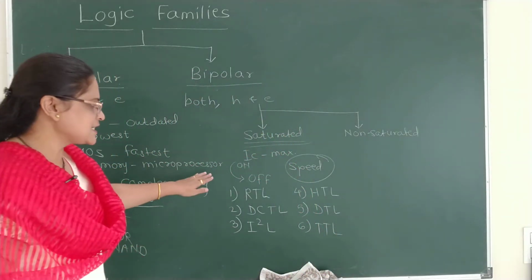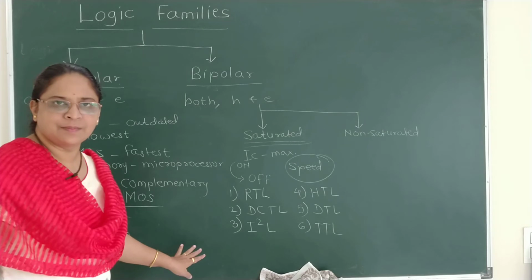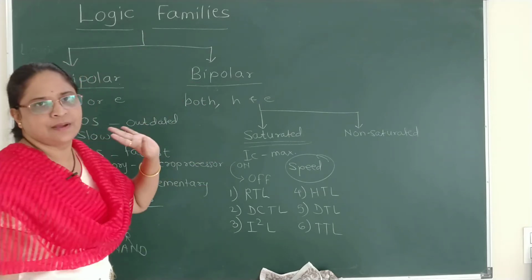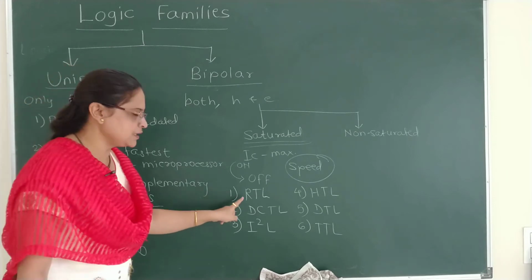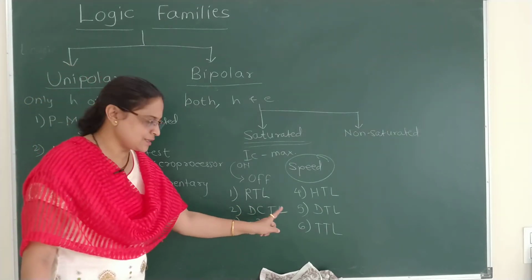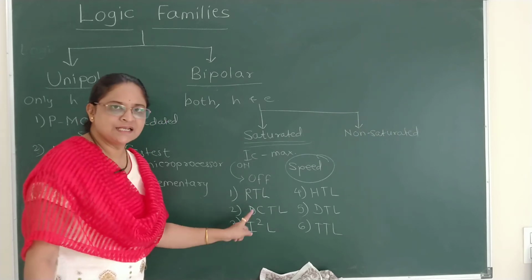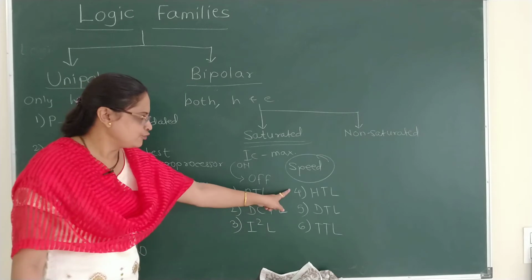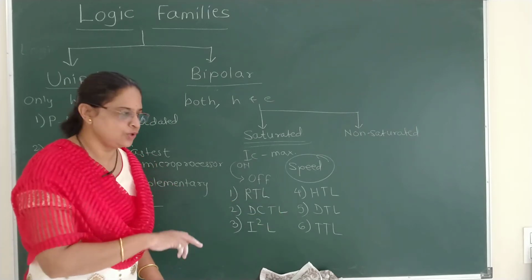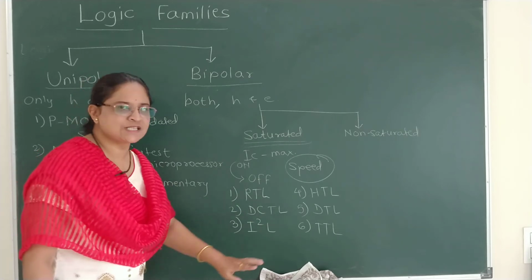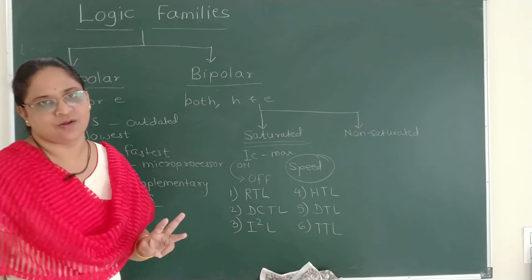So there are 6 types of logic families or 6 groups in the saturated bipolar logic family type. They are, first, resistor transistor logic. DCTL, direct coupled transistor logic. Third, integrated injection logic, termed I square L. Fourth, high threshold logic. Fifth, diode transistor logic. And sixth, transistor transistor logic.